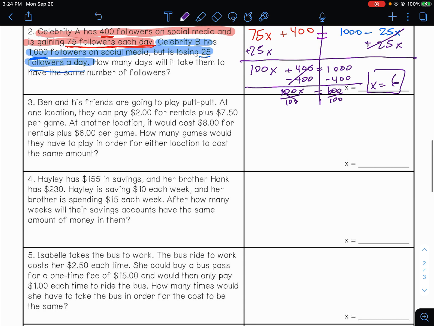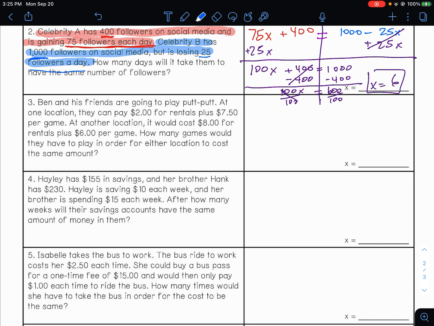Let's try 3. Ben and his friends are going to play putt-putt. At one location, they can pay $2 for their rentals plus $7.50 per game. At the other location, it would cost $8 for rentals plus $6 per game. How many games would they have to play in order for either location to cost the same amount? So one location is cheaper for rentals, but more expensive for games. The other one is more expensive for rentals, but cheaper per game. So how many games before they cost the same?